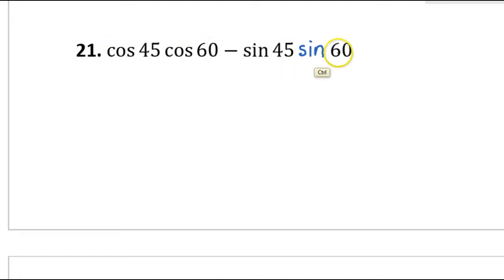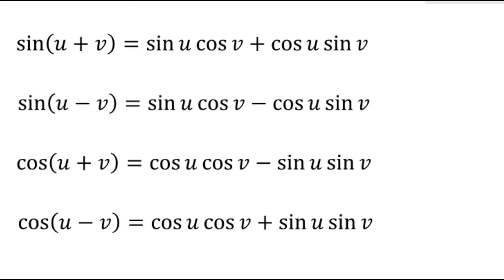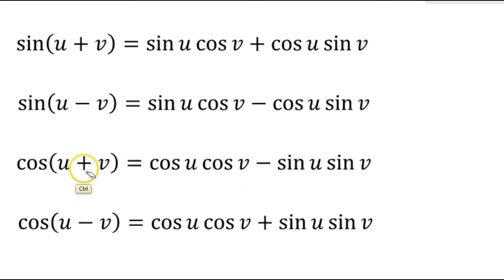Cosine, cosine, sine, sine. That is the cosine of something minus something. That will give you, if it turns out to be subtraction, it actually must be addition. So if I have cosine, cosine minus sine, sine, that's the same thing as cosine of something plus something. Alright, so that's what I'm doing.